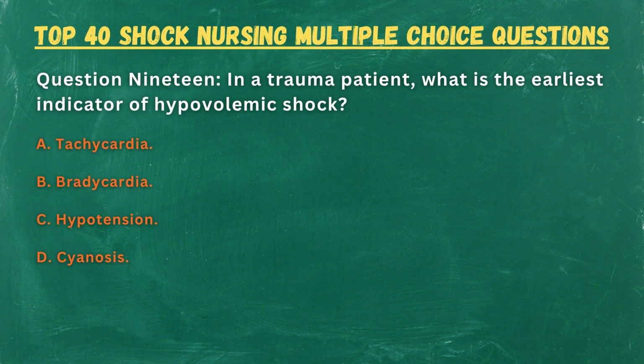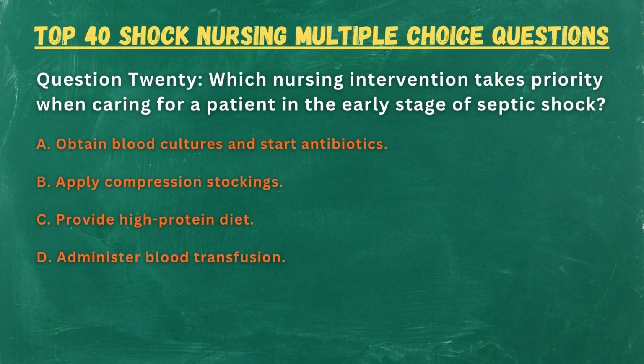Question 19. In a trauma patient, what is the earliest indicator of hypovolemic shock? A. Tachycardia. B. Bradycardia. C. Hypotension. D. Cyanosis. Answer: A. Tachycardia.